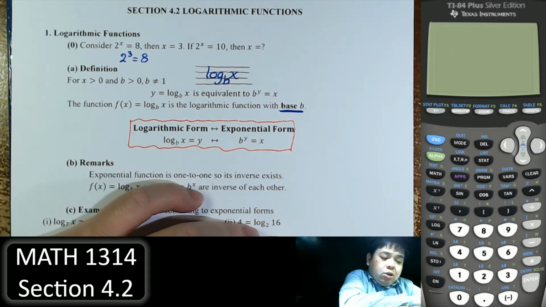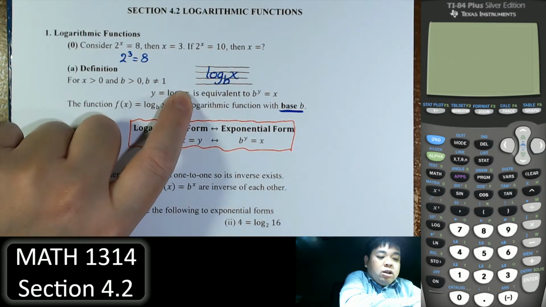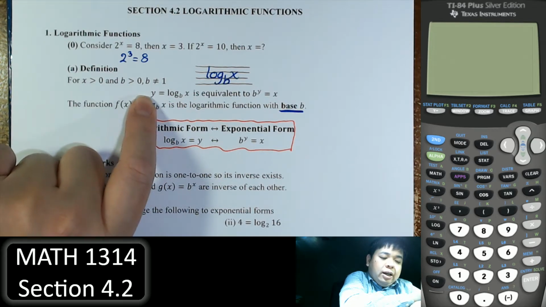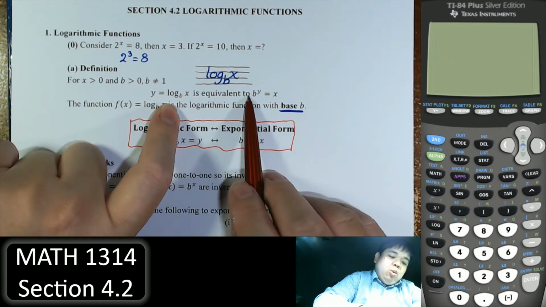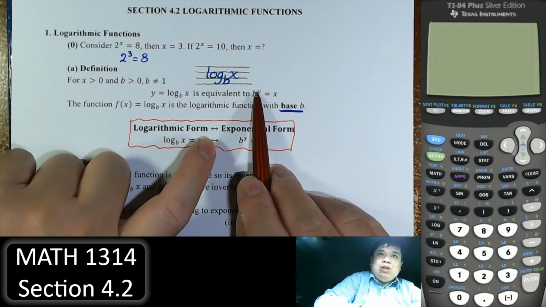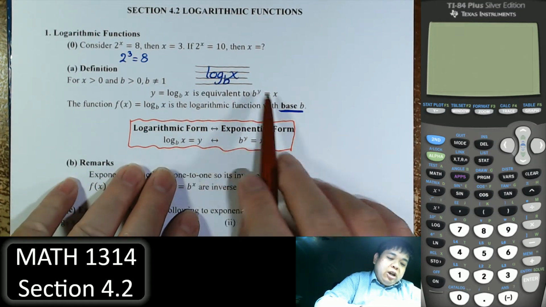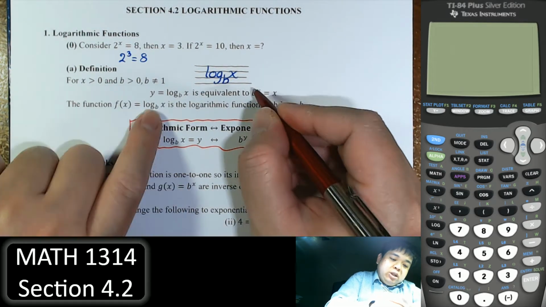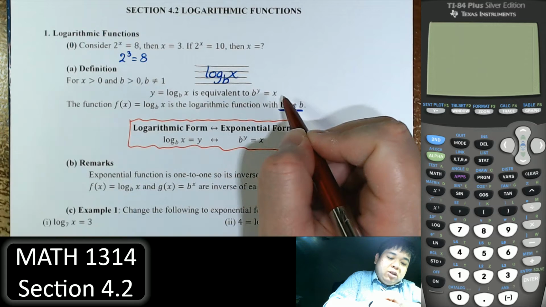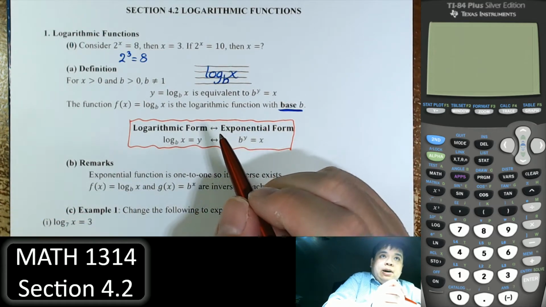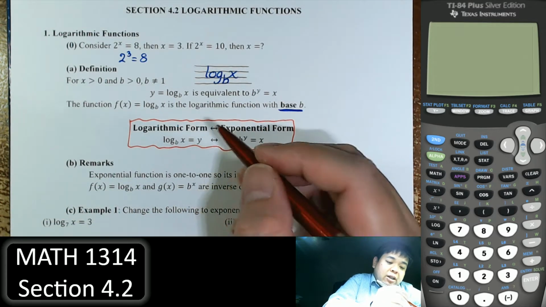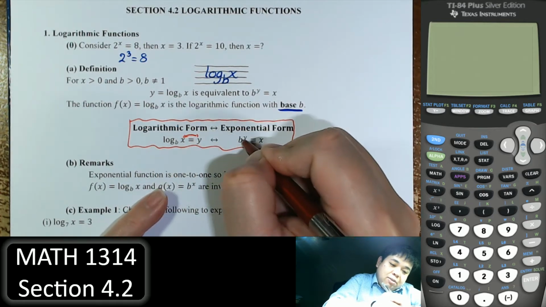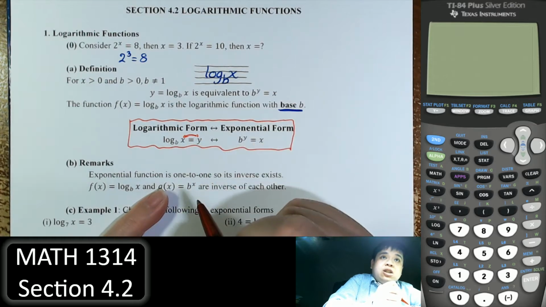So once again, b to what power is equal to x, and the answer to that question is y. So we can interchange between these two. What we do here is the equal sign will stay, the log base b will stay, and then we switch x and y. So x and y switch places. The base b is still the base b, the equal sign still there.